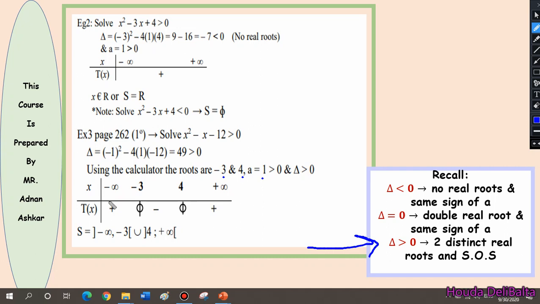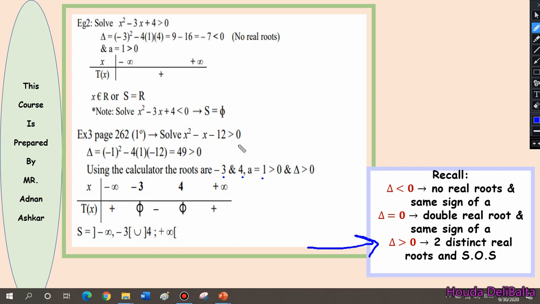So minus 3 and 4 are arranged as follows on the table, from the smaller to the larger, minus infinity here and plus infinity here as usual. Here is the expression, or t of x, or whatever. So we put zeros on the roots, notice, and we apply the rule of same, opposite, same. So the sign of a is positive, then plus, same, minus, opposite, and plus, same. So same, opposite, same. Okay?